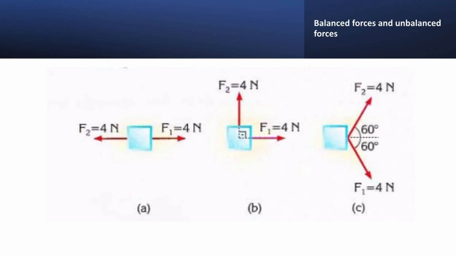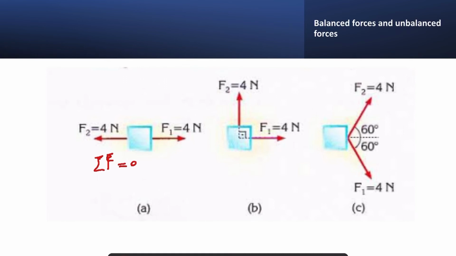Now let's move on to balanced and unbalanced forces. Let's have a look at the object in figure A. We see in this case, if we want to find sigma F, which is the sum of forces acting upon this object, it is equal to 0. When sigma F is 0, we say these forces are balanced, or they cancel each other out. Therefore, they are balanced forces.